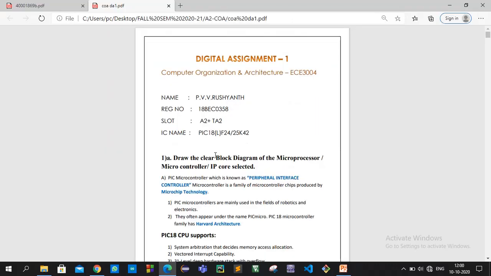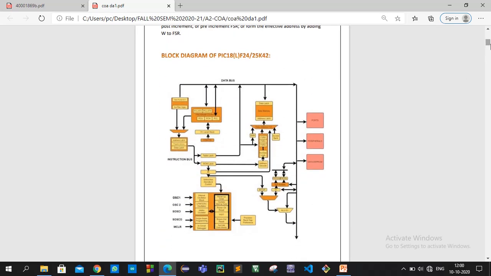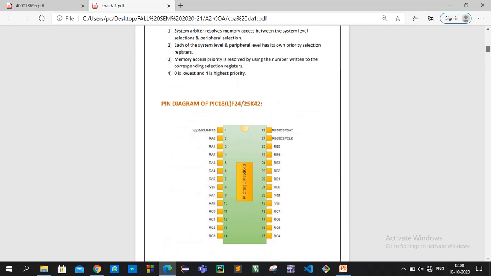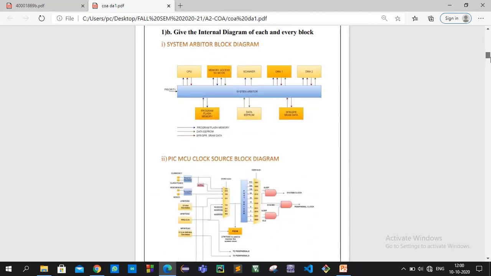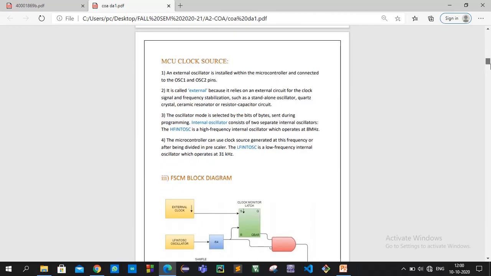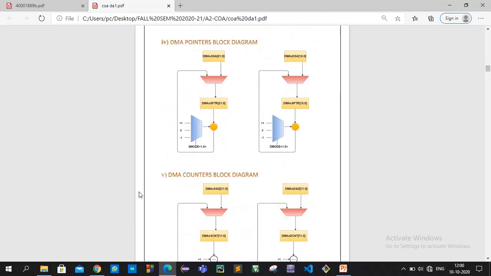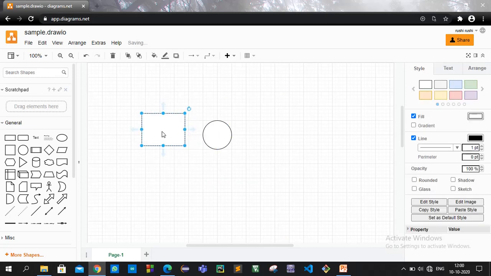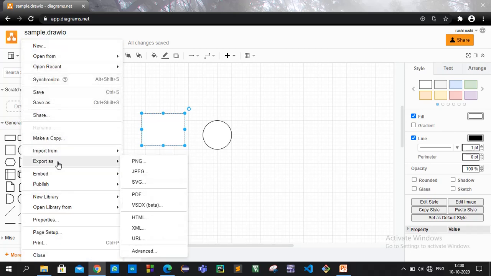Coming to the digital assignment, the first question is to draw the block diagram of the microcontroller. This is the block diagram of my microcontroller, and this is a pin diagram of it, and these are all the internal diagrams of my IC. To draw these, I used an online site known as Draw.io, which is a very easy online tool to draw flowcharts and block diagrams. We can choose the symbols we want easily, draw flowcharts, and export them in any form we like.